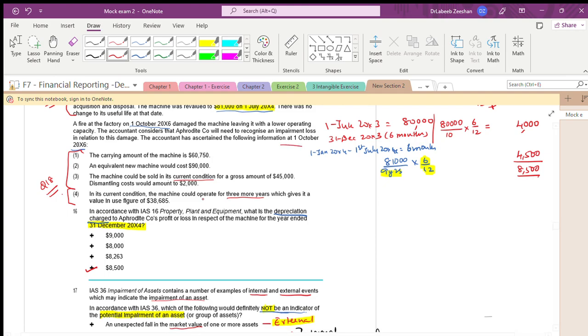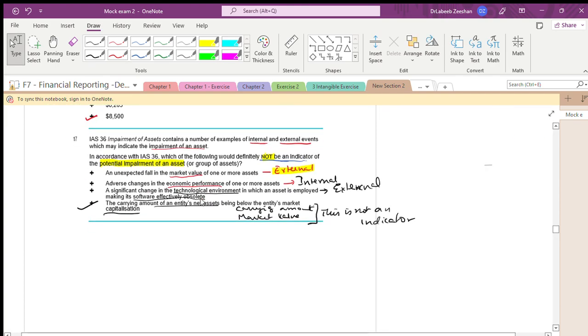I will remove this after this. How much is the carrying amount? Recoverable amount. First we take into consideration the recoverable amount. How much is the recoverable amount? 45,000. How much is the dismantling cost? 2,000. Is it right? How much is the recoverable amount? 43,000. Carrying amount is how much? 60,750. What is the difference? 17,750. That's all.